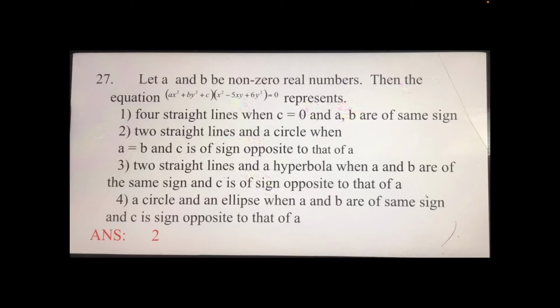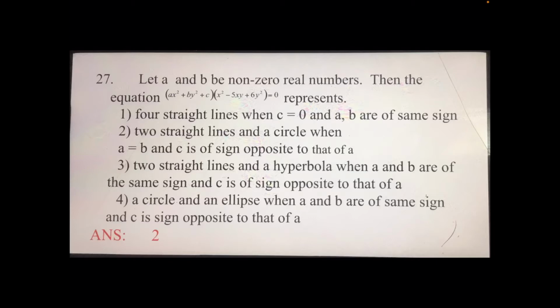Okay. So what have they given? They gave like a and b are non-zero real numbers, and then they gave the equation as (ax square plus by square plus c) into (x square minus 5xy plus 6y square) is equal to 0. And the option says that this represents 4 straight lines, 2 straight lines, 2 straight lines and a hyperbola. Oh sorry, option number 2 says 2 straight lines and a circle. Option number 3 says 2 straight lines and a hyperbola. And the fourth option says a circle and an ellipse, right?